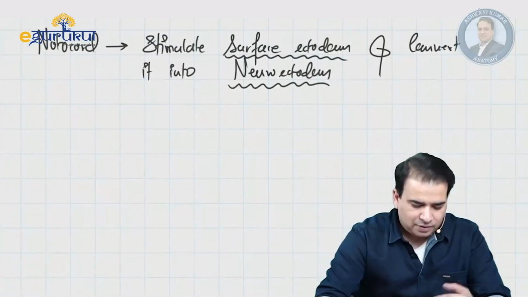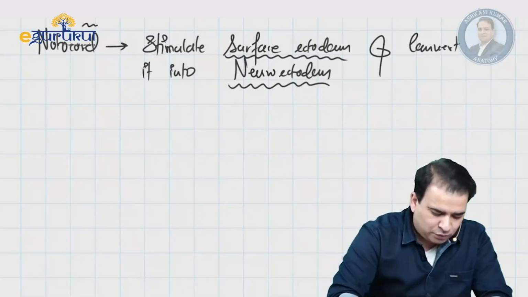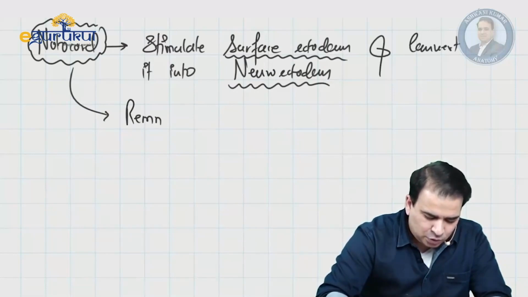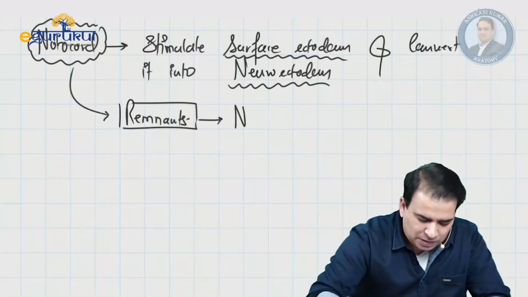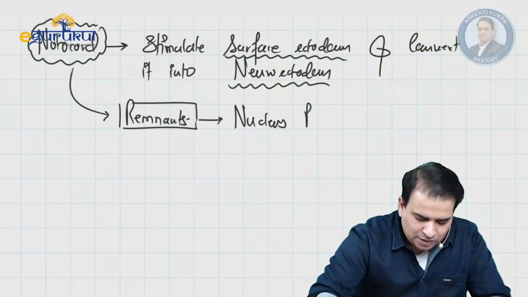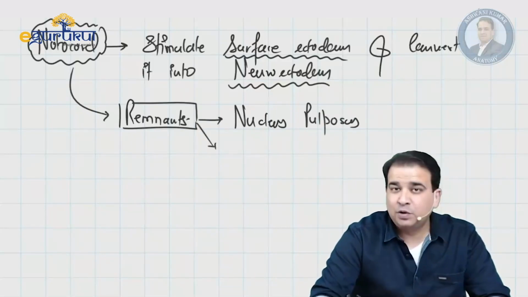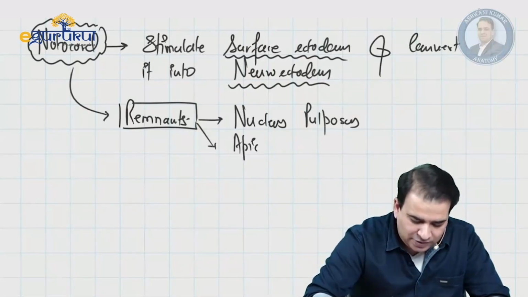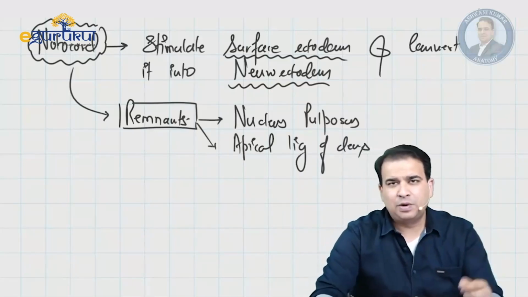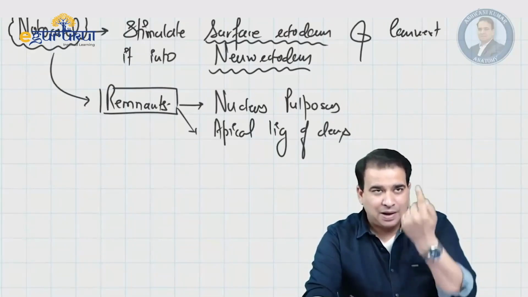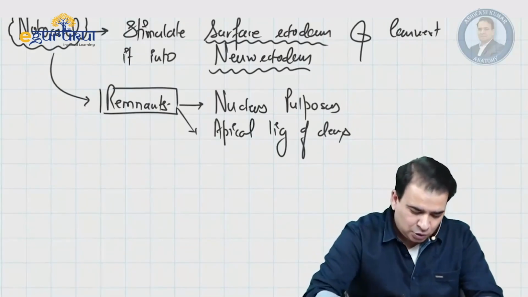After stimulating the ectoderm to form the neuroectoderm, we only have the remnants of the notochord, right? There are some important remnants of the notochord that we should know about. The one very popular remnant which everyone knows about is the nucleus pulposus. Another remnant of the notochord is the apical ligament of the dens. You know, the dens, the odontoid process. We talked about that in the head and neck also. The apical ligament is attached to this odontoid process, and the apical ligament of the dens is also a remnant of the notochord.